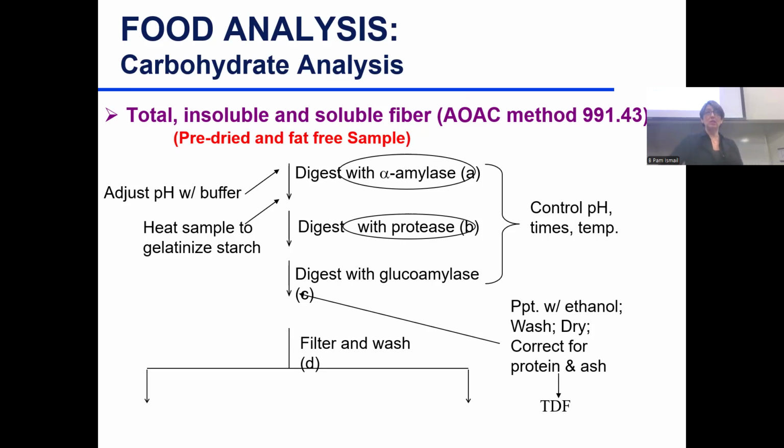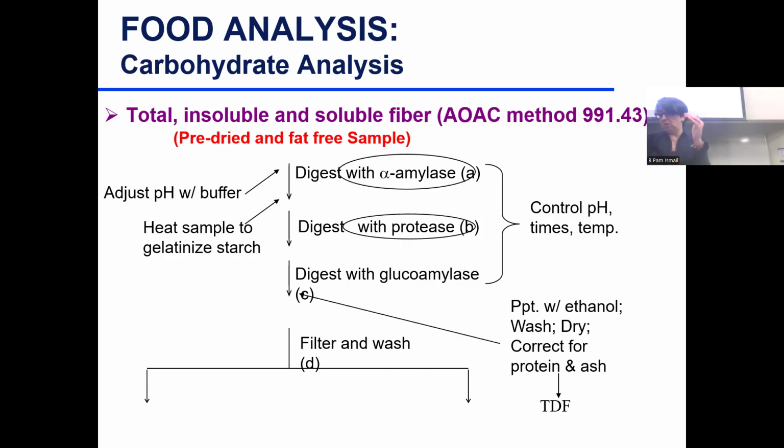Once everything is digested adequately, if you just want to determine total dietary fiber, the total dietary fiber is composed of both soluble and insoluble. In the soluble fraction, you have all of your glucose and amino acids and salts and everything that is soluble, plus the soluble fiber. If you have pectin, beta-glucan, other types of soluble fiber, hydrocolloids, they will all be soluble with the glucose and amino acids. And the insoluble dietary fiber will not be soluble.